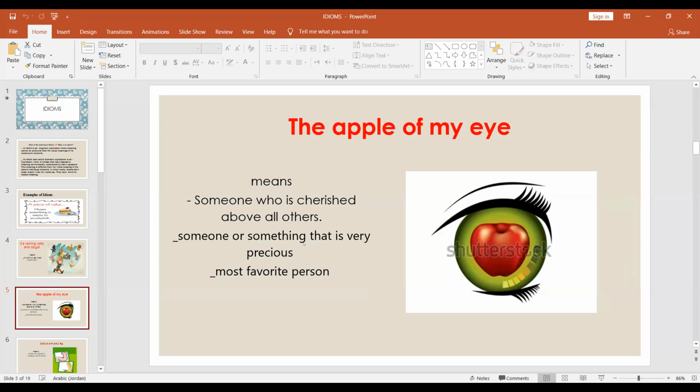This idiom, the apple of my eye, literally means the central part of the eye. But when someone tells you that you are the apple of my eye, or you are the apple of his eye, that means you are the most favorite person for him, and you already have a very precious place in his or her heart. Excellent. One most cherished above others. Excellent. قرة عيني in Arabic. Exactly. So see the apple of my eye. Here we don't talk about apples even.